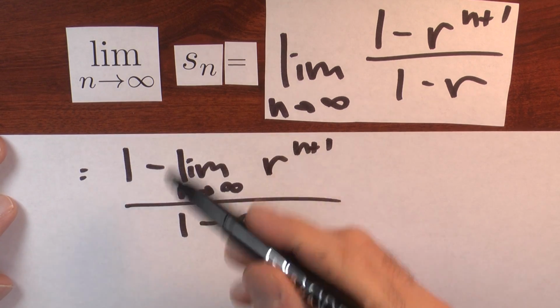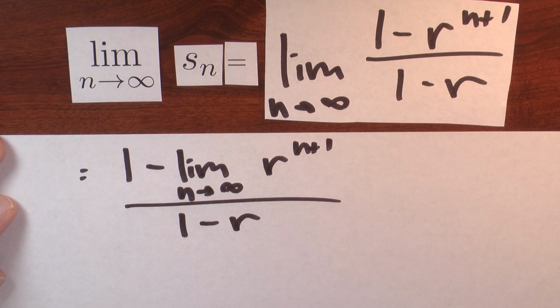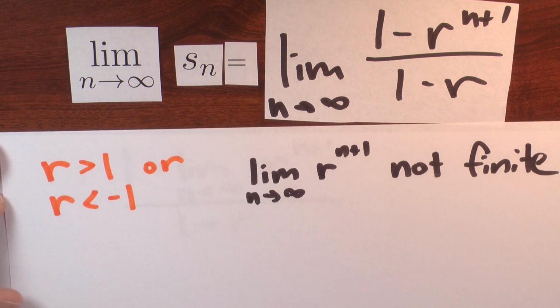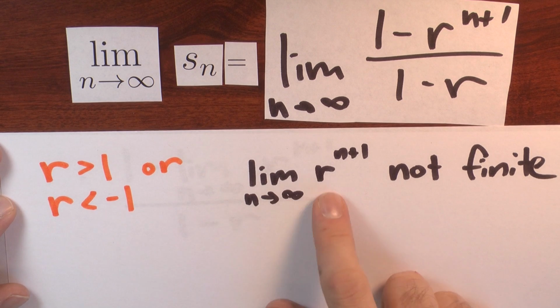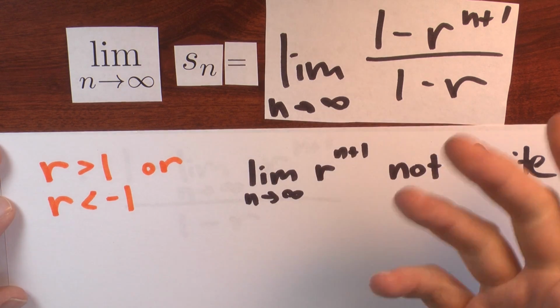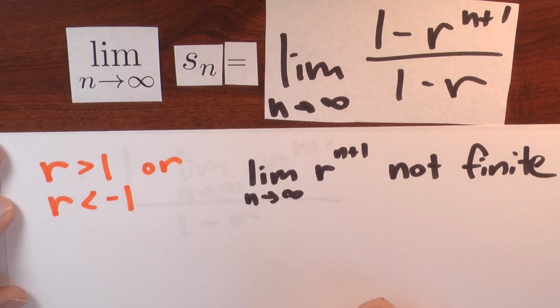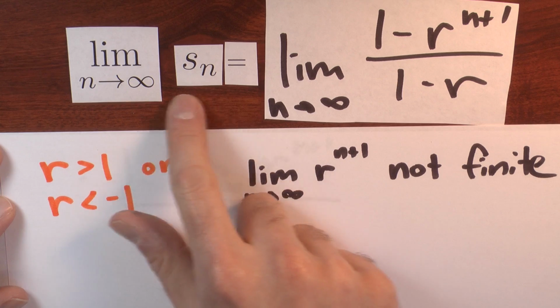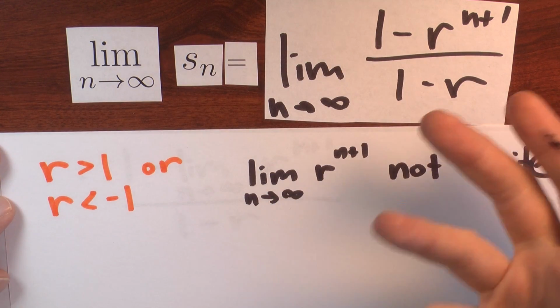Now, how do I calculate this limit? What's the limit of r to the n plus 1 as n approaches infinity? Well, the situation is that if r is bigger than 1 or r is less than minus 1, then the limit of r to the n plus 1 as n approaches infinity isn't a finite number. And consequently, when r is bigger than 1 or less than minus 1, then the limit of the partial sums diverges, and consequently, the original geometric series diverges. But if r is between minus 1 and 1, then we're good.